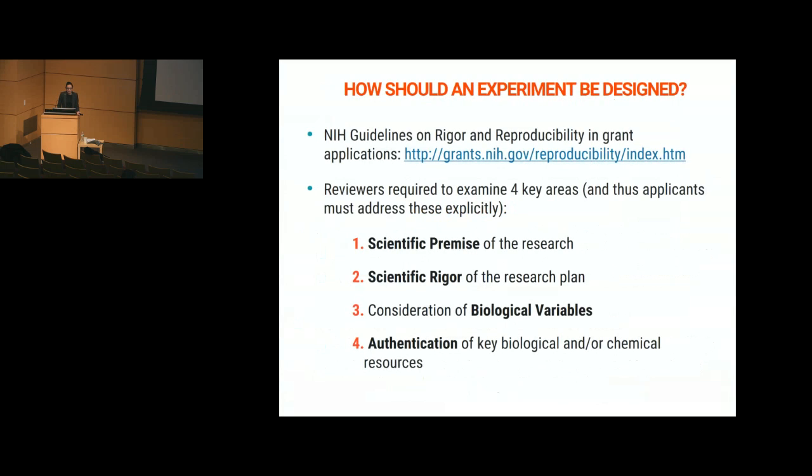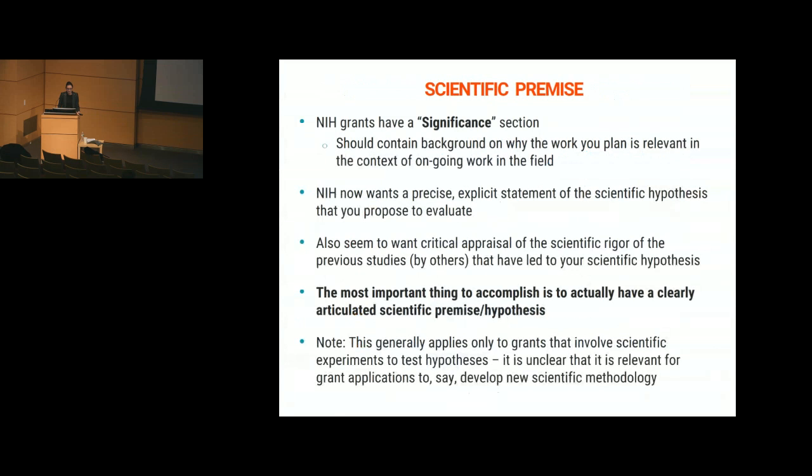So going back to the NIH rules, again, there are websites, and the grant administrators are better at updating you on this as they change. But there are four key areas that applicants must address explicitly: scientific premise of the research, scientific rigor, consideration of biological variables, and authentication of key biological and/or chemical resources.